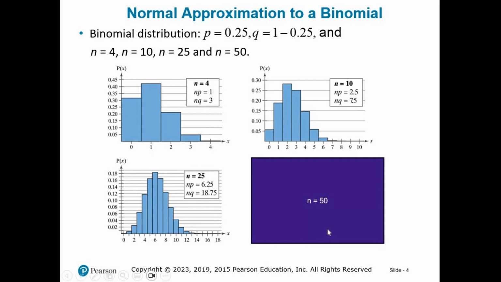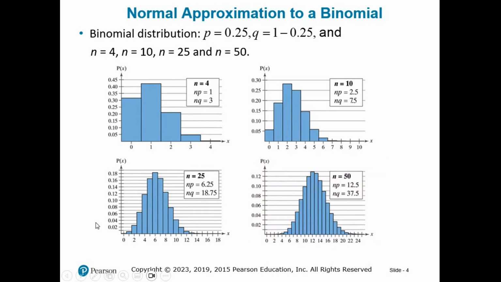Let's try the next one, n equals 50. Okay, this one definitely looks more like a normal curve. Symmetric, bell-shaped, and the bars are very close together and thin. I might even theorize that the larger my sample size, the smaller and less noticeable my bars become, making them look more and more like a curve, a normal curve.